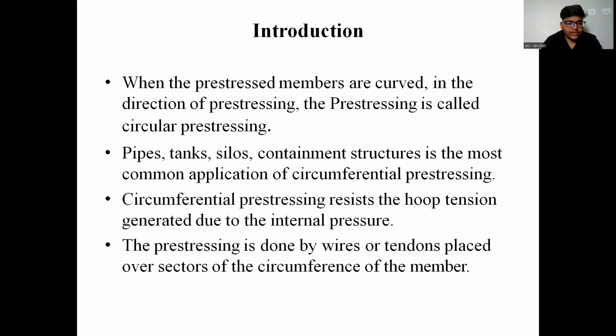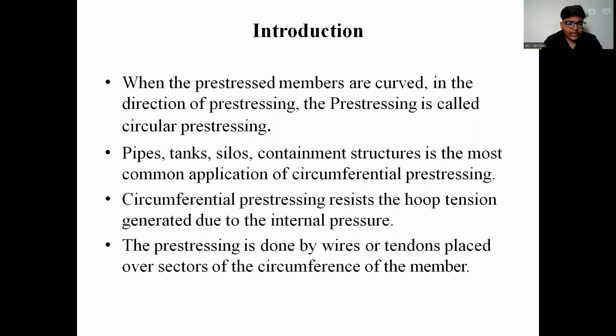Circular pre-stressing is applied on the domes and the shells. The circumferential pre-stressing resists the hoop tension generated due to internal pressure. The pre-stressing is done by wires and tendons placed spirally or over sectors of the circumference of the member.